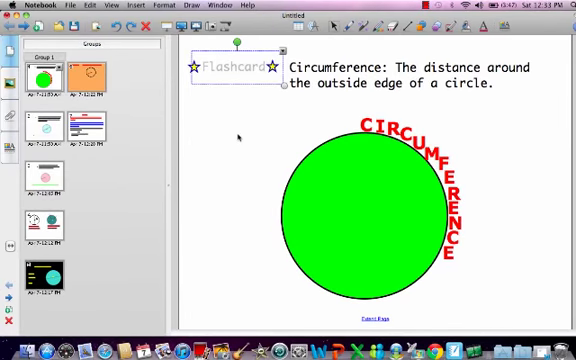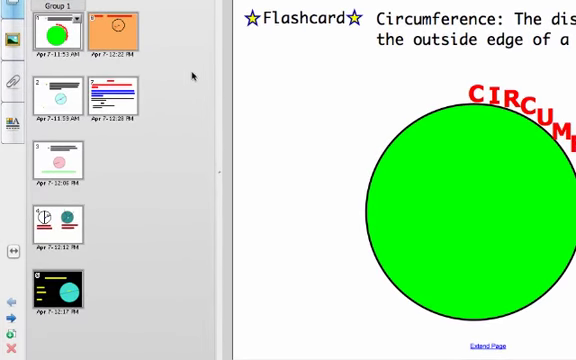And these two stars indicate that this is a flashcard term. It's a term worth memorizing. So we'll say it again. Circumference is the distance around the outside edge of a circle.